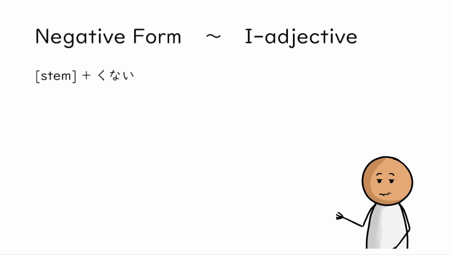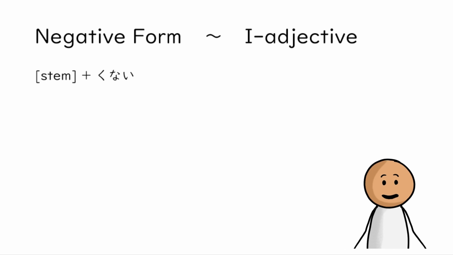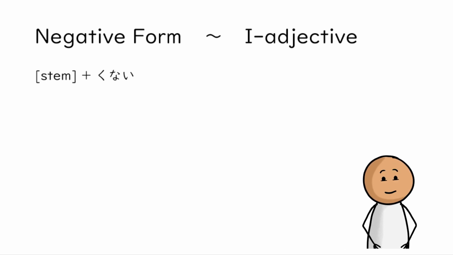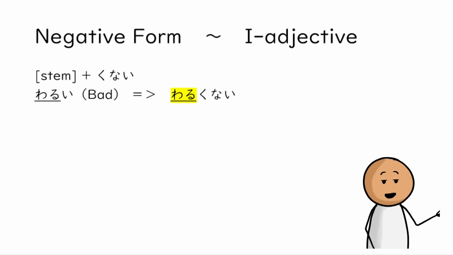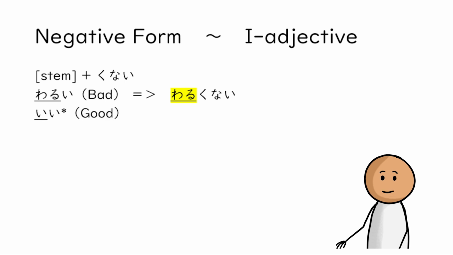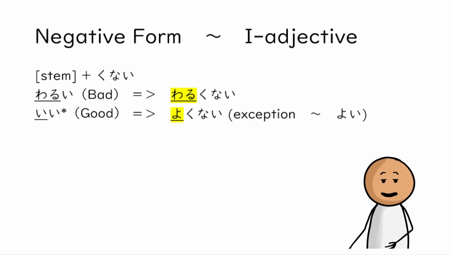For i adjectives, the stem is the part before i, so basically you can replace i with kunai. For example, 悪い is an i adjective meaning bad, and waru is the stem, so the negative form is 悪くない. Here's one exception case. Ii means good, and according to the rule, it should become ikunai, but we actually say yokunai. Ii is the only adjective with this kind of exception.